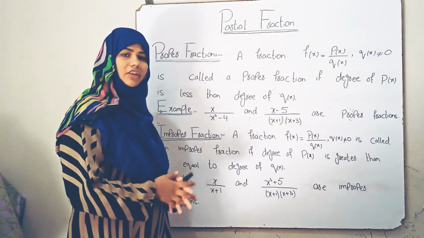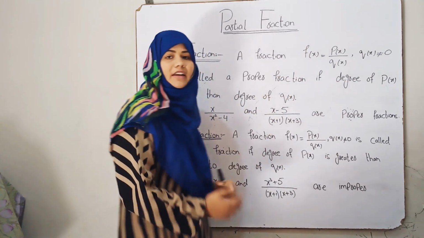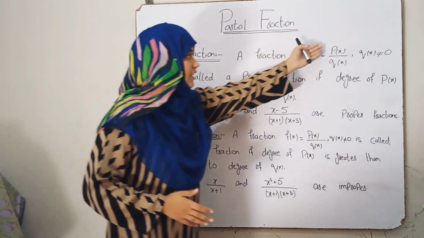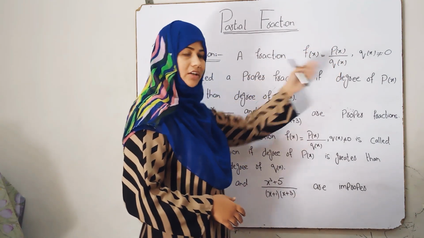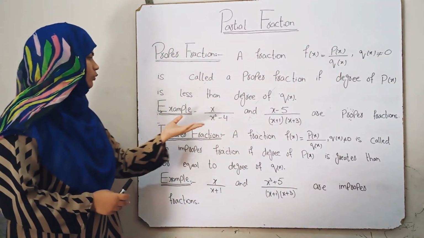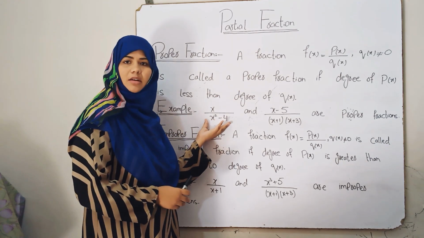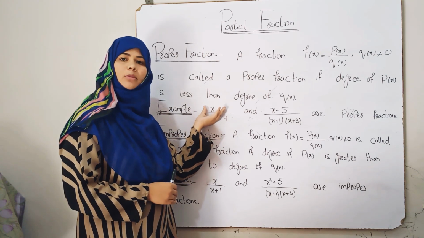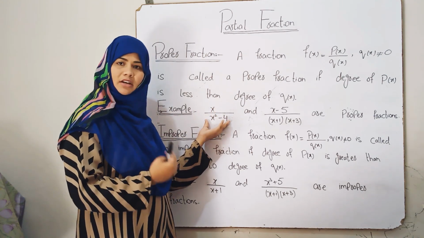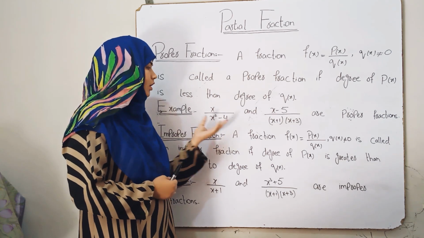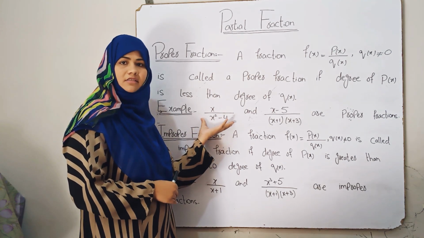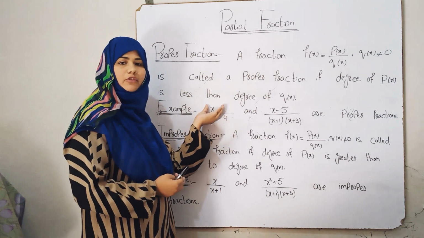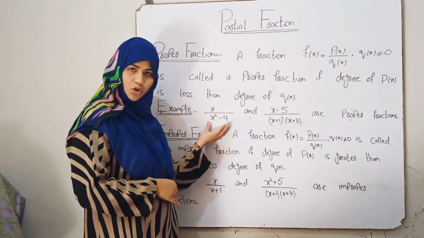It means that any fraction of the form p of x over q of x is called a proper fraction if the degree of numerator is less than the degree of denominator. For example, here we have an expression x over x square minus 4. In this expression, in numerator we have a polynomial of degree 1 and in denominator we have a polynomial of degree 2. So this expression is called a proper fraction because in this expression the degree of numerator is less than the degree of denominator.